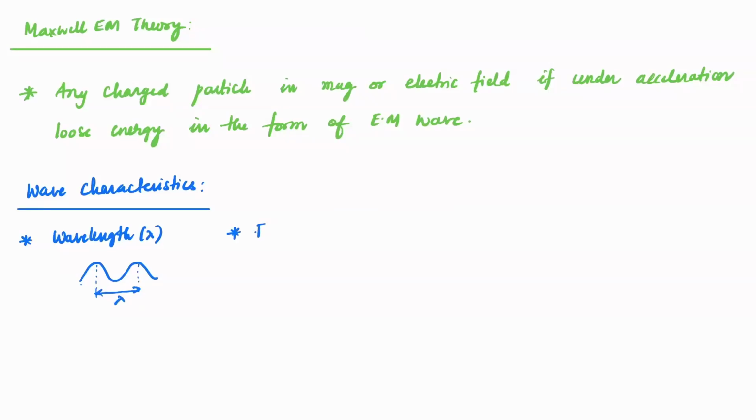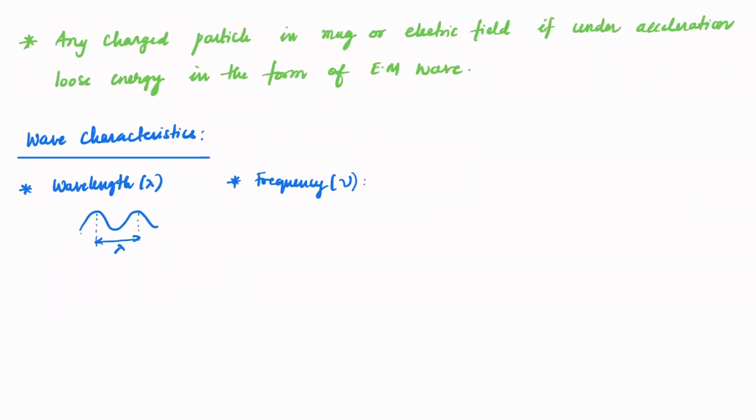Next, we discussed frequency. Frequency is represented as the letter nu, like a v but like this. Nu is the number of waves per unit time, and the unit for it will be second inverse, so nu is simply 1 by time. Then we have amplitude.